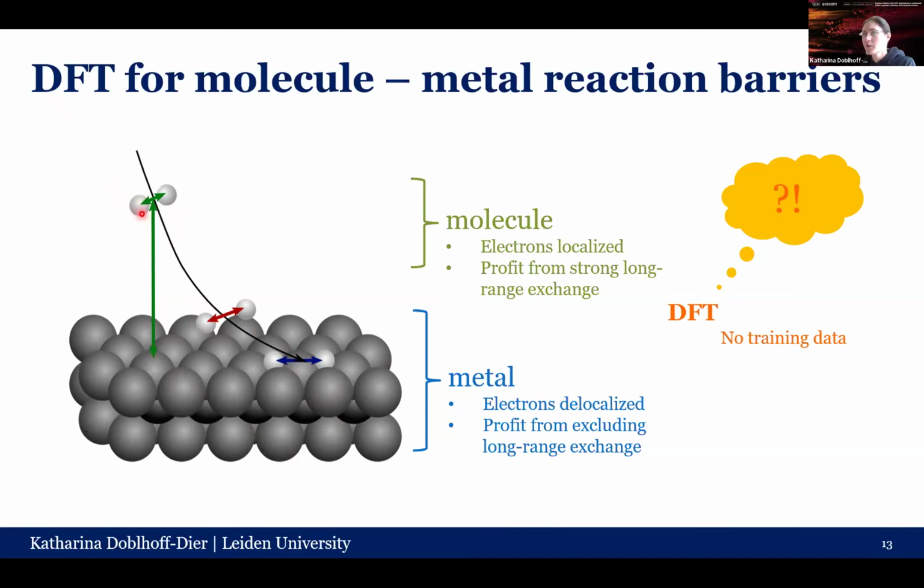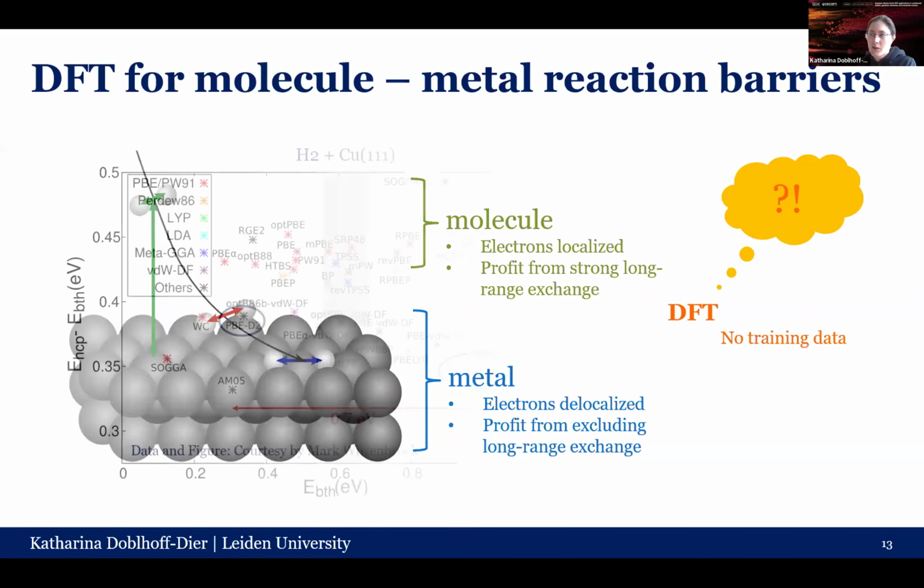We know that for molecules, in particular, if you want to describe barriers, the functionals will profit from very strong long-range exchange. While in metals, typically we try to turn long-range exchange off because it shouldn't be there, because it's shielded by the electrons that can move around in the metal. So that makes it already a difficult system. Additionally, because it's very hard to measure anything for these systems, we have virtually no training data on which we could benchmark our functionals.